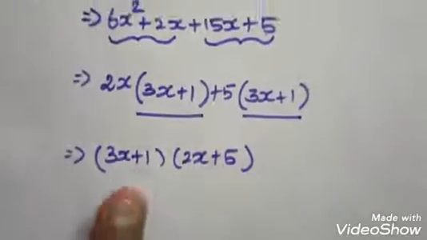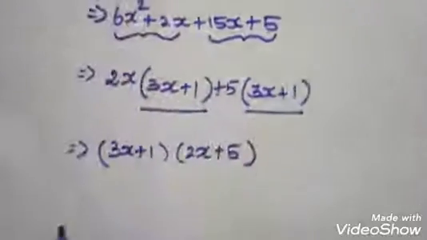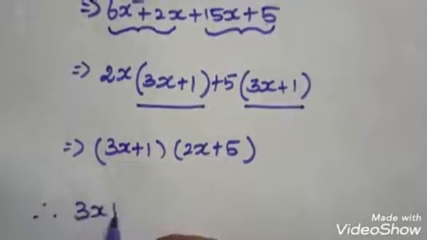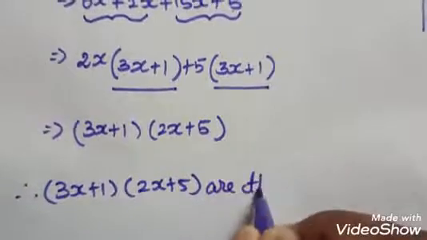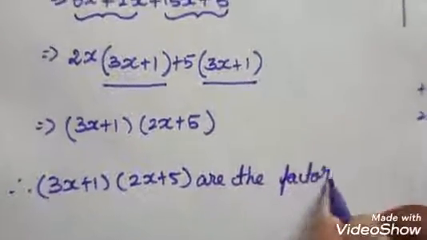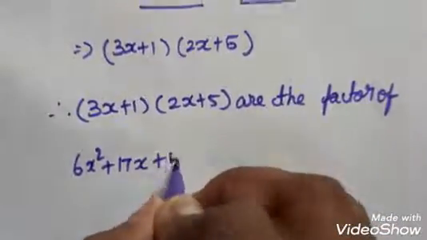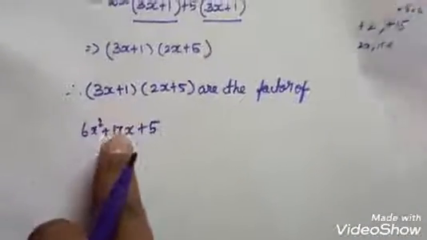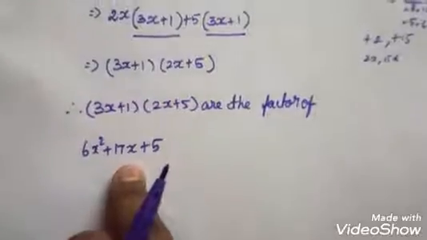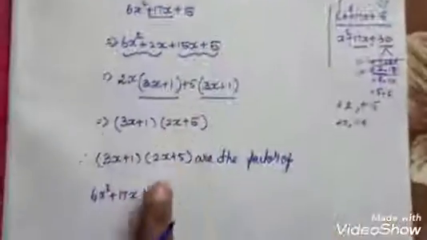So 3x plus 1 and 2x plus 5 are the factors of the given expression. Therefore, 3x plus 1 and 2x plus 5 are the factors of 6x square plus 17x plus 5. By the splitting method, we have found the factors of this quadratic expression. In the same way, we have to find the same factors by using the factor theorem. Now method 2.